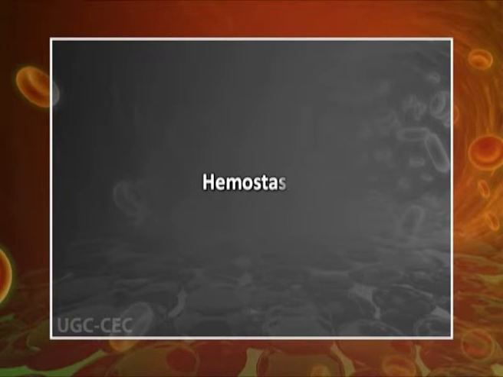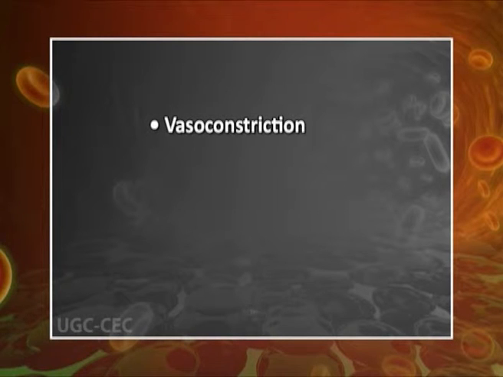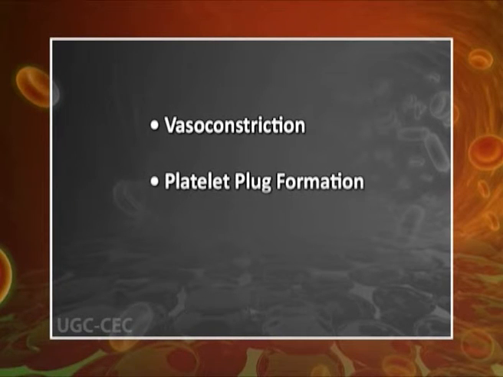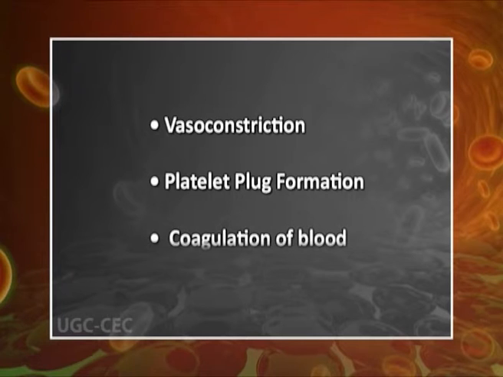Now friends, let's learn about hemostasis. The term hemostasis means prevention of blood loss. Whenever a blood vessel is severed or ruptured, the injury initiates a series of reactions resulting in hemostasis. It occurs in 3 stages. First, vasoconstriction. Second, platelet plug formation. And third, coagulation of blood.